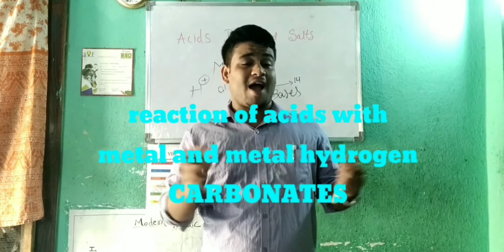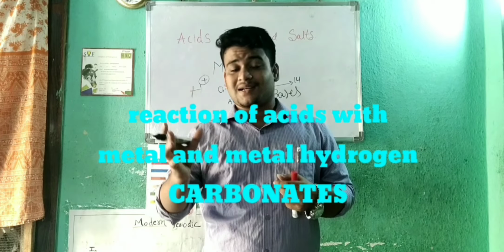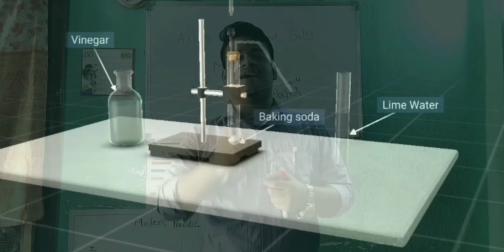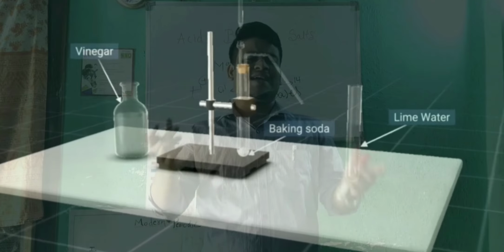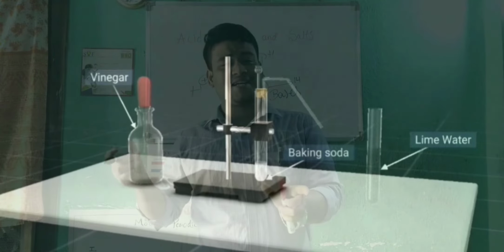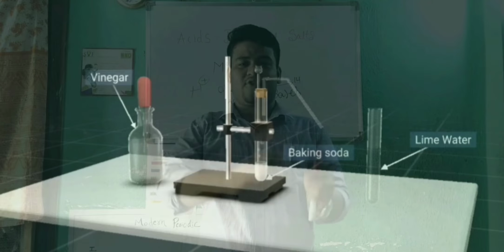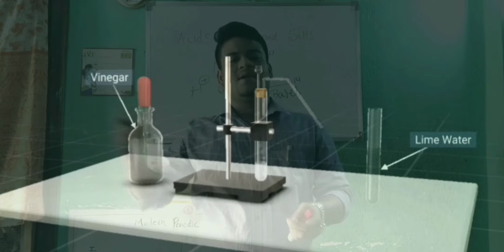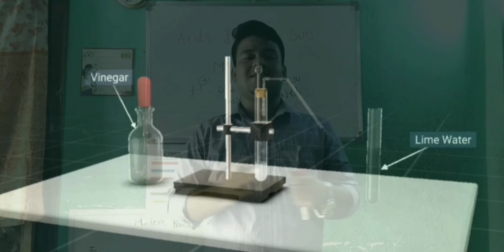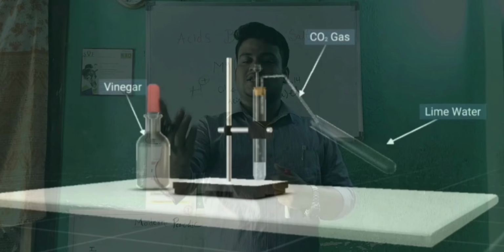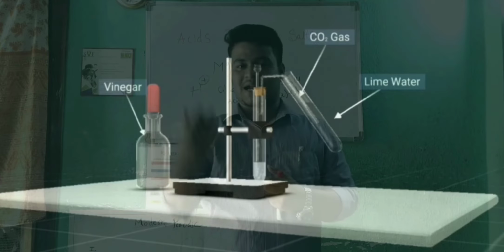Now we have to learn about the reaction of metal carbonates and metal hydrogen carbonates with acids. Take a metal carbonate or metal hydrogen carbonate. When these two are reacted with acids, they form a salt and water, etc. This is the reaction. You can see below the reaction of acids with metal carbonates and metal hydrogen carbonates.